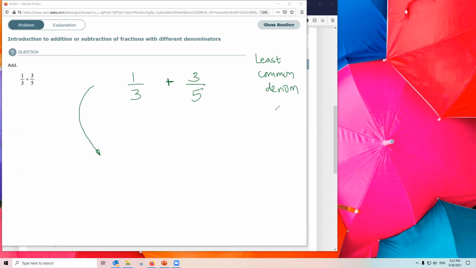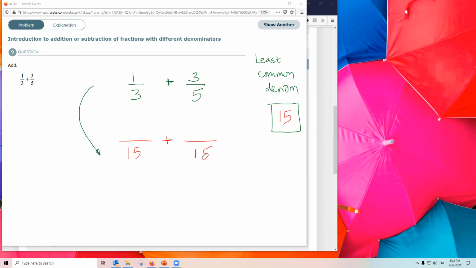The least common denominator is some number such that both 3 and 5 evenly divide into it. So I'm looking for a number so that 3 evenly divides into it, but also 5 must evenly divide into it. Well, that number is 15, right? Because 15 is a number that both 3 and 5 evenly divide into. So I'm going to change each one of these fractions to have this denominator 15.